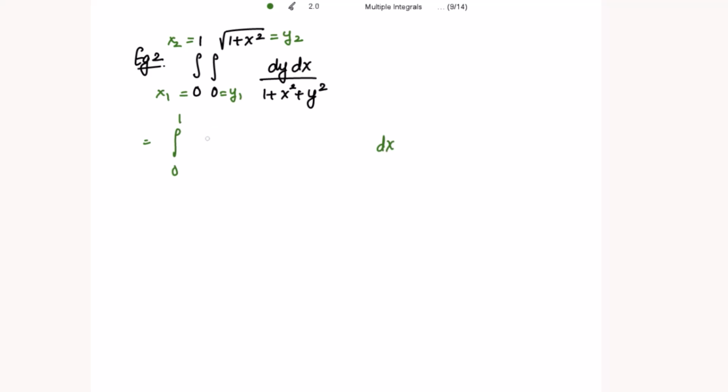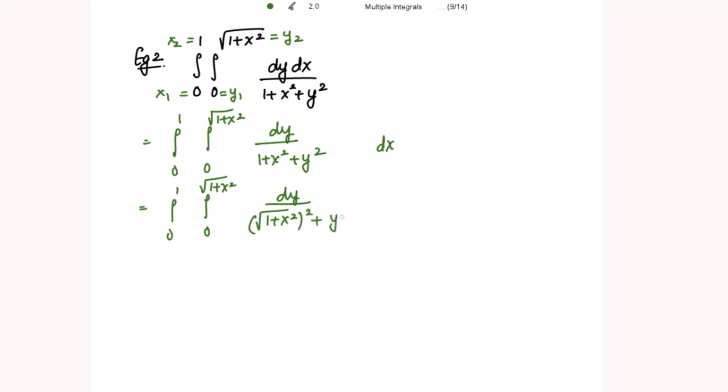Yes, whichever variable is constant, that dx we write outside. 1 plus x square, and integrating this with respect to y. This is 1 plus x square plus y square. Is it fine? Okay. So this is equal to 0 to 1, 0 to square root of 1 plus x square. Can I write this as, because I know one formula, 1 plus x square under the root whole square plus y square dx.